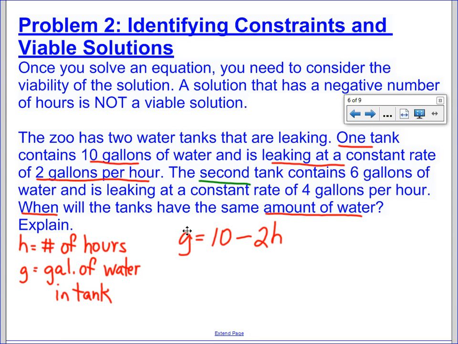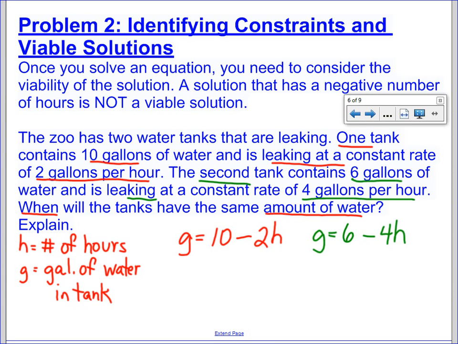My second tank, we'll put in green, the second tank contains 6 gallons of water. And again, it's leaking, which means I'm going to subtract water from it at the rate of 4 gallons per hour. So 4 times H. All right, so my question is, when will the tanks have the same amount of water?